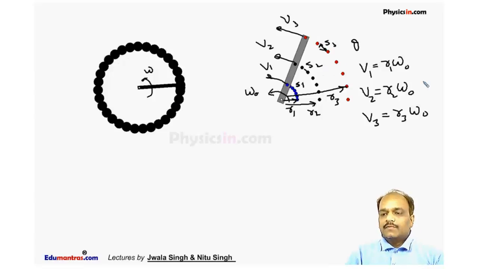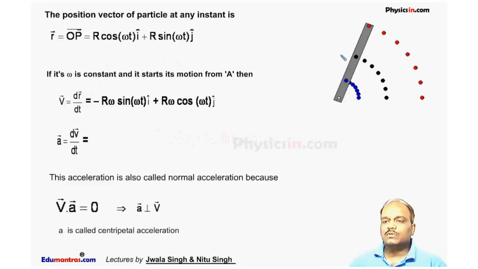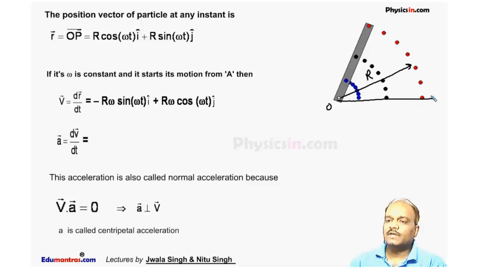We will write some vector form. Let's analyze the motion of this red particle. Suppose this red particle is situated at distance r. The position vector, let this be our origin, this be our x-axis and this be our y-axis.